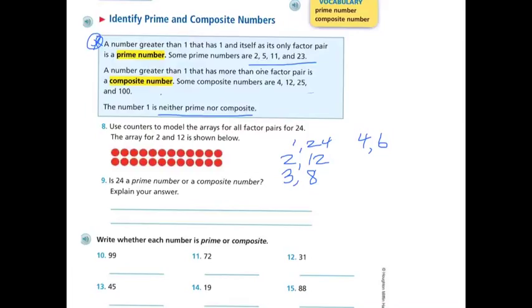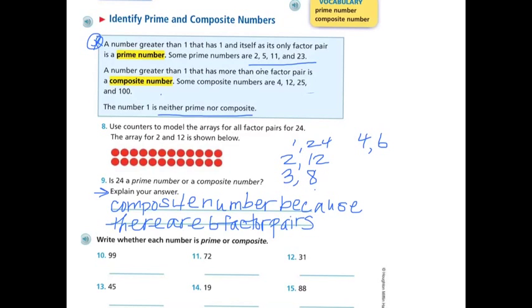And 7 and 8 we've already said, so we'll stop right there. Well, we can see that there's 4 sets of factor pairs. So we know that 24 is a composite number. And if I was explaining my answer, it would be because there are 6 factor pairs or more than one set of factor pairs.